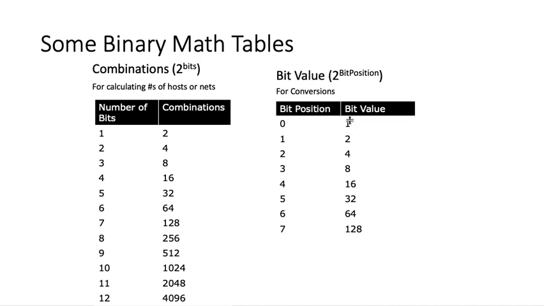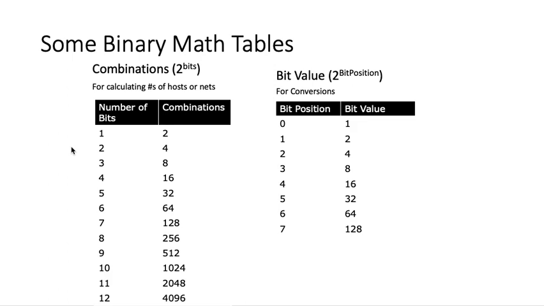So over here on the right-hand side, this is a different way of representing, for a particular series of 8 bits, what the numbers associated with any column are. We're not concerned with that just now, but we are concerned with combinations. Depending on the number of bits that are available for assigning to hosts, if we take 2 to that number, we get the number of combinations that are possible.